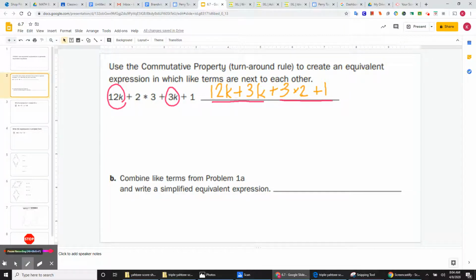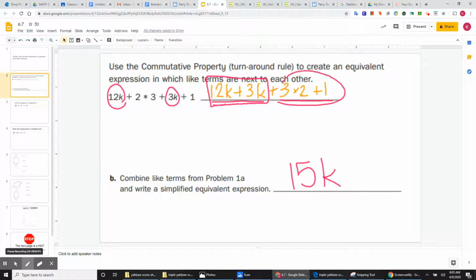For letter B, we are going to combine like terms from problem 1a and write it as a simplified equivalent expression. So we are going to simplify this by combining like terms. So if I add 12k plus 3k, I would get 15k. And then I would combine these like terms. So here I have 3 times 2, which is 6, plus 1. So 6 plus 1 is 7. So this expression, simplified, would be 15k plus 7.